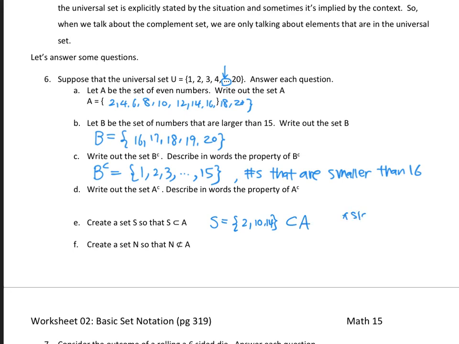Side note: if I had 2, 10, 14, and 7, it would not be a subset of A because there's a 7 there and 7 is not in A, right? Because of 7, it's not a subset of A. Okay, now pause and finish the rest of the worksheet, and I think that's it for this worksheet.